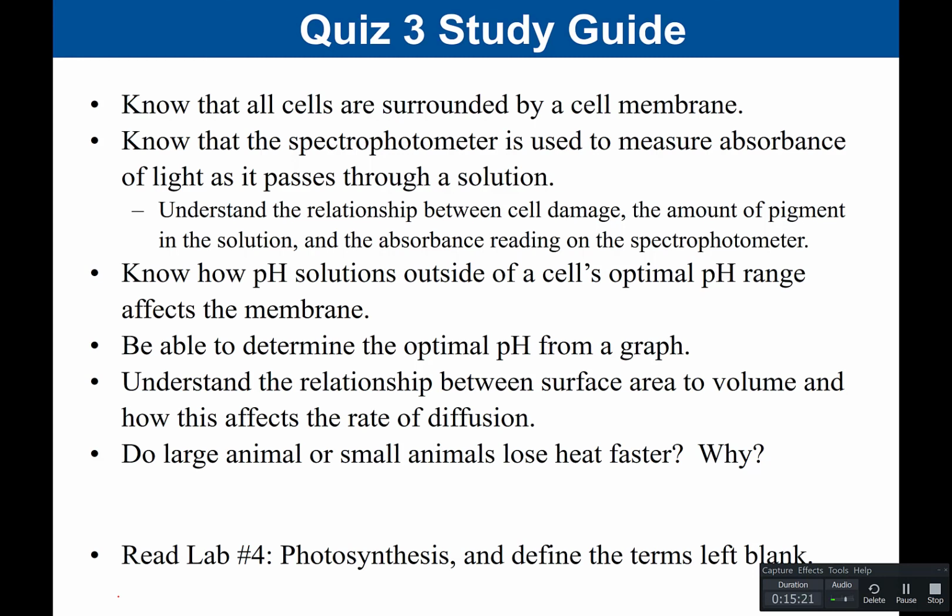Read lab number 4, which is going to be photosynthesis, and define the terms that are left blank. And so that concludes lab 3.